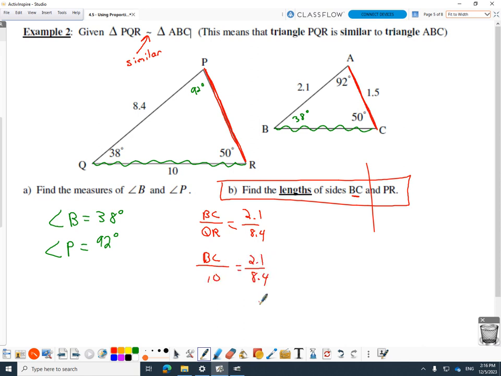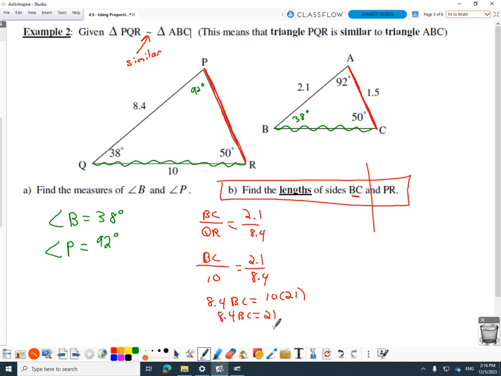Oh, now we're all the way back to cross multiply. And Jackson's jumping up and down in his chair because he's got a better way, he says. And if you like his way better, I'm not in the business of trying to convince you. We'll get Jackson's way in just a minute. You might like Jackson's way better. Here we will cross multiply. Do you remember how with the butterflies? 8.4 BC equals 10 times 2.1. So 8.4 BC equals 21.